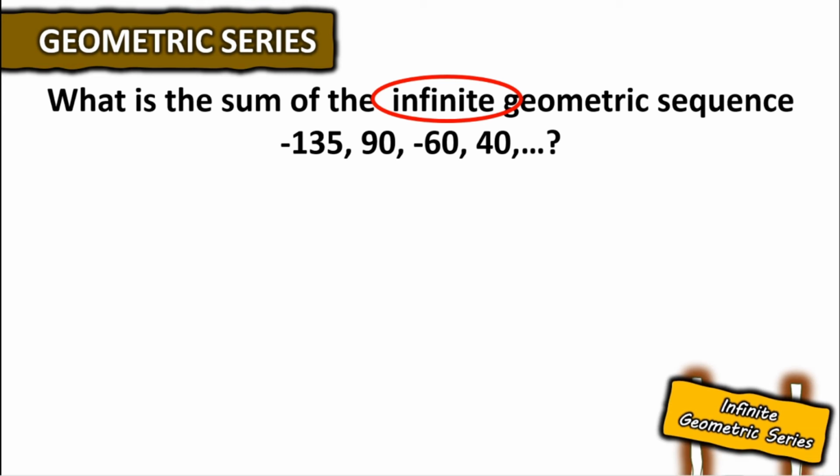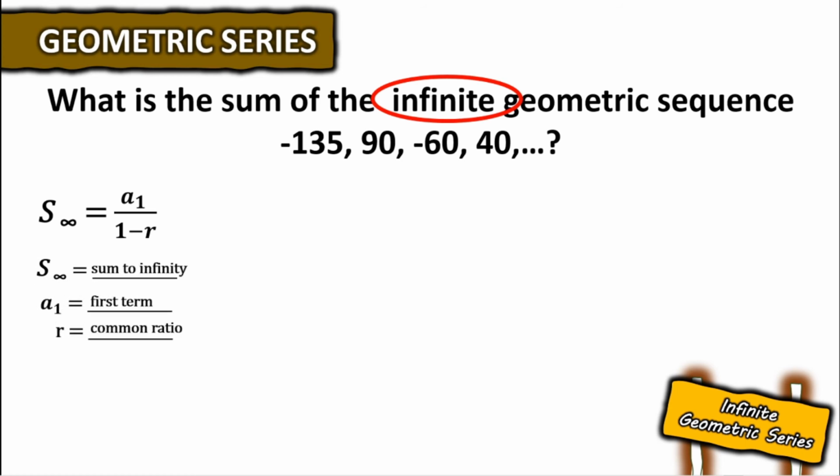That is why we need to use the formula for infinite geometric series, which is S sub infinity is equal to A sub 1 over 1 minus R. In this formula, S sub infinity is the sum to infinity. A sub 1 is the first term and R is the common ratio. In using the infinite geometric series formula, we need to remember that the value of the common ratio R must be greater than negative 1 but lesser than positive 1, or the absolute value of the common ratio must be lesser than 1.